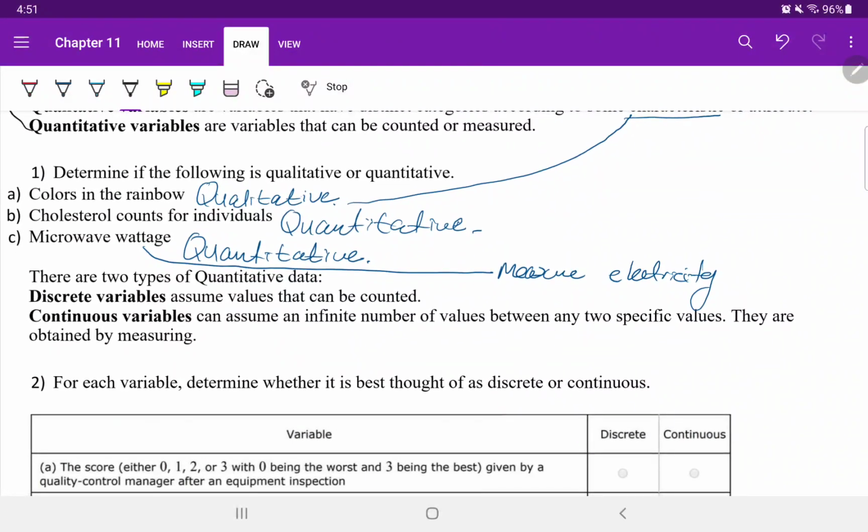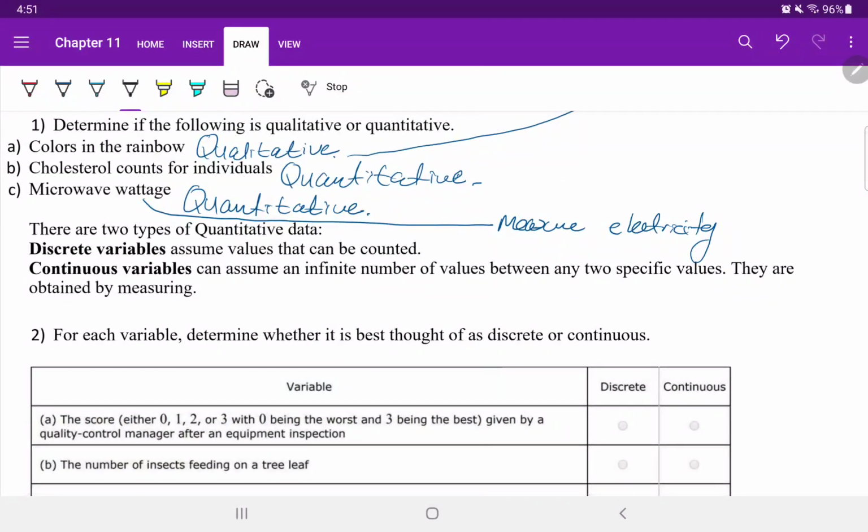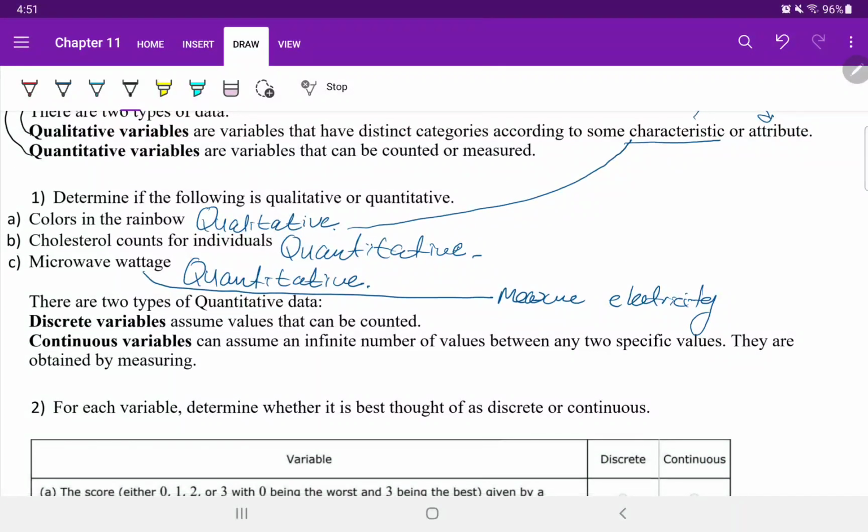Last but not least for this video, when we're focusing on quantitative variables, there are 2 types of quantitative variables. There is discrete quantitative variables and there is continuous quantitative variables. Now, when it comes to discrete variables, they assume values that can be counted. So a discrete variable is a quantitative variable in which we count. An example of a discrete variable is the number of students that showed up to class last week. We count how many students were present.